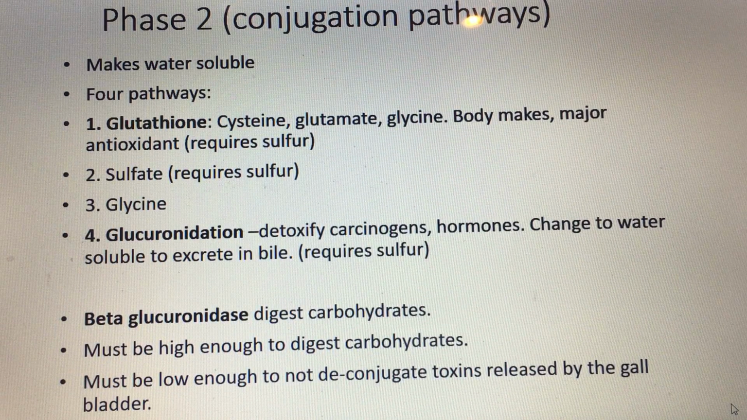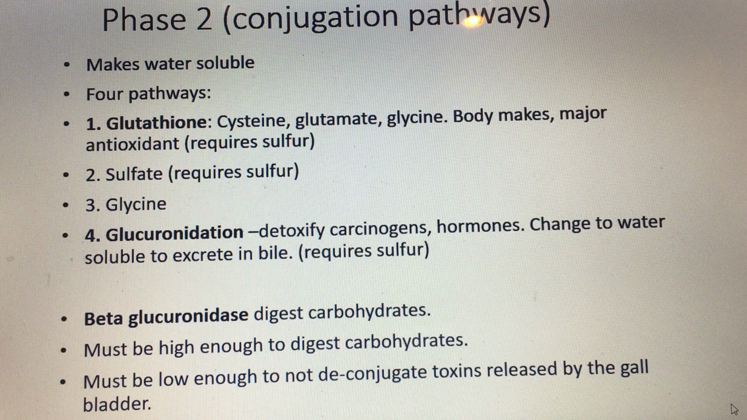Phase 2 is a conjugation. That means it brings together two different chemicals, the toxin and another chemical that makes it able to be excreted. So it makes it water soluble. And there are four pathways here in phase 2, four pathways it can go down.